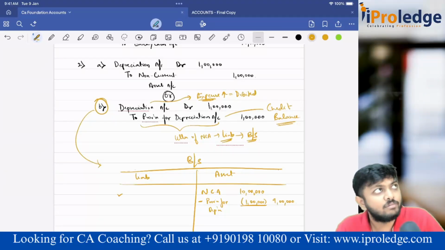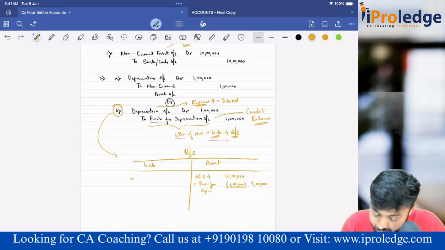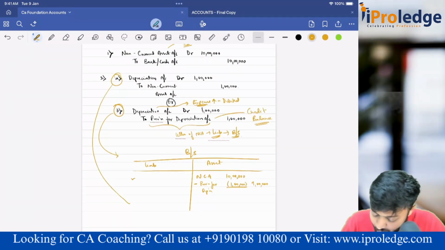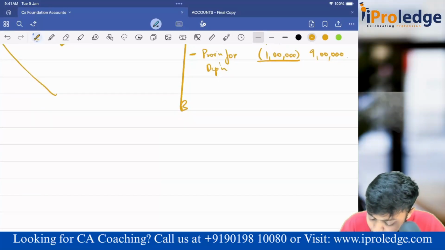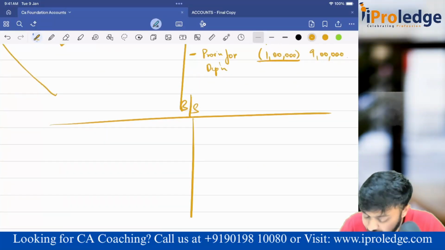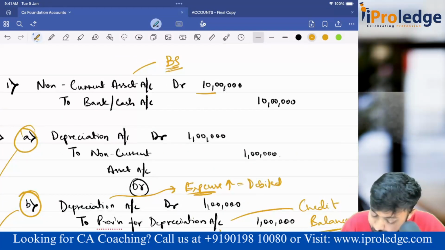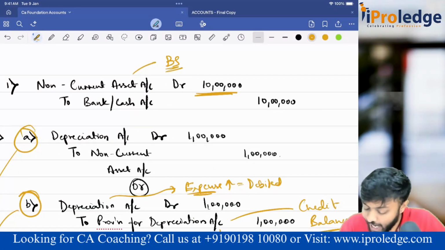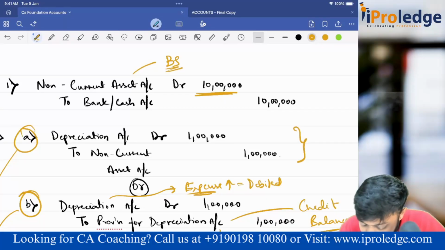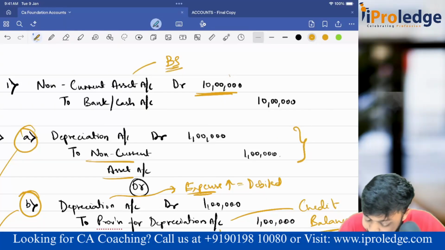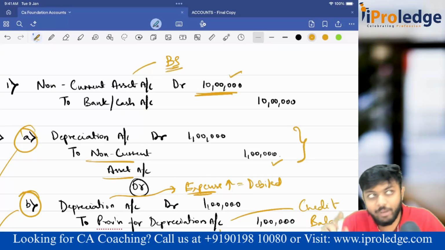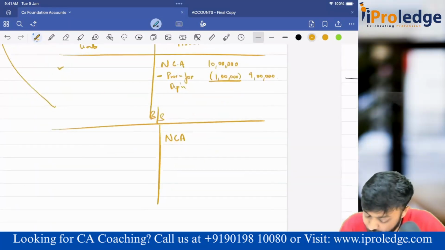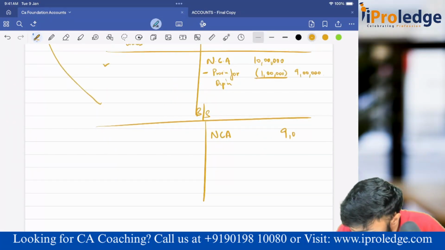second possibility. In the first possibility, what will happen, sir? In the first possibility, how is it shown in the balance sheet? Guys, in the first possibility, very simple. No provision for depreciation account. At the end of the year, your NCA account balance will be what? When you bought, it was 10 lakh. And when you pass the first depreciation entry, NCA is credited. Debit 10, credit 1. 10 minus 1. Directly the NCA account will be shown at 9 lakh rupees.